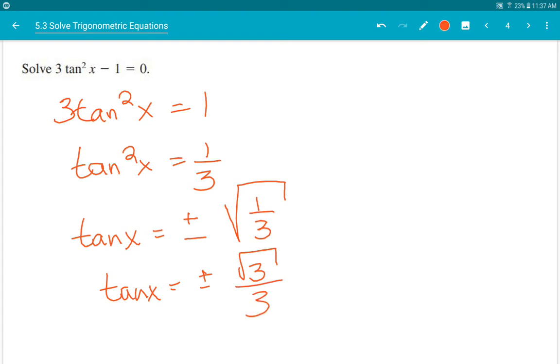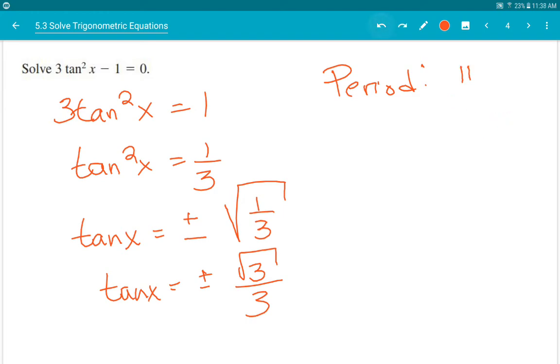Now you have to be careful because, since you're taking the square root, you need to include the plus or minus. Do not forget about the plus or minus. Now, what's the period of tangent? Again, this is why all of this connects well, because we had to graph first to understand the periods. The period's pi. So if the period's pi, we're looking for all the solutions where tangent is equal to positive radical 3 over 3 and negative radical 3 over 3 in the interval of 0 to pi.